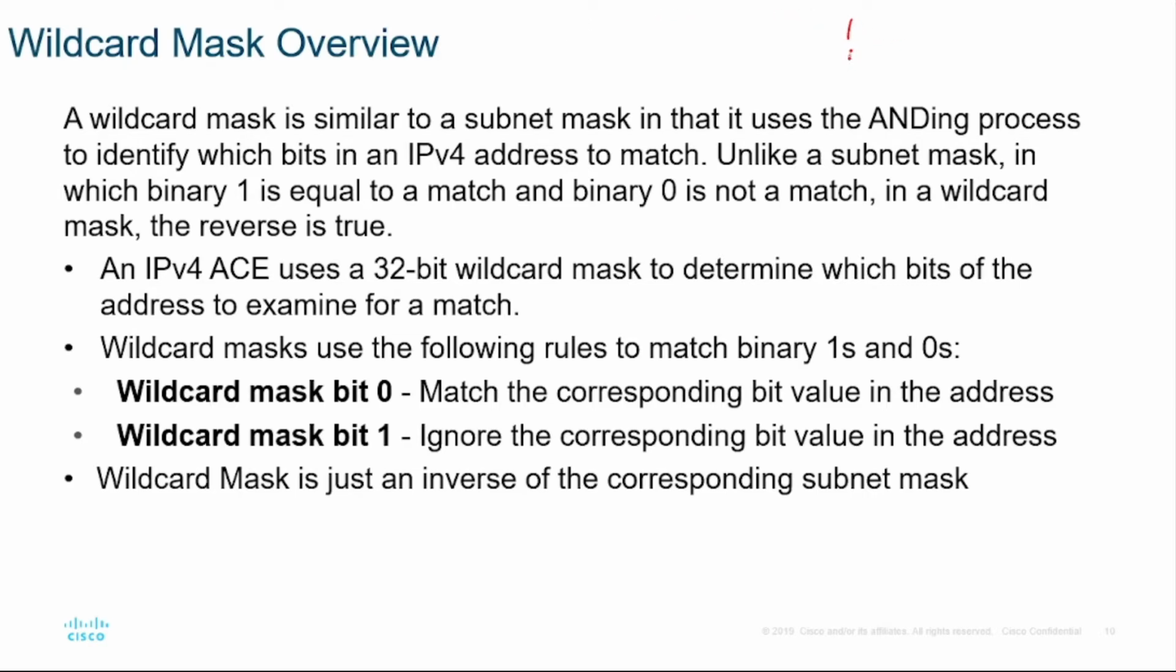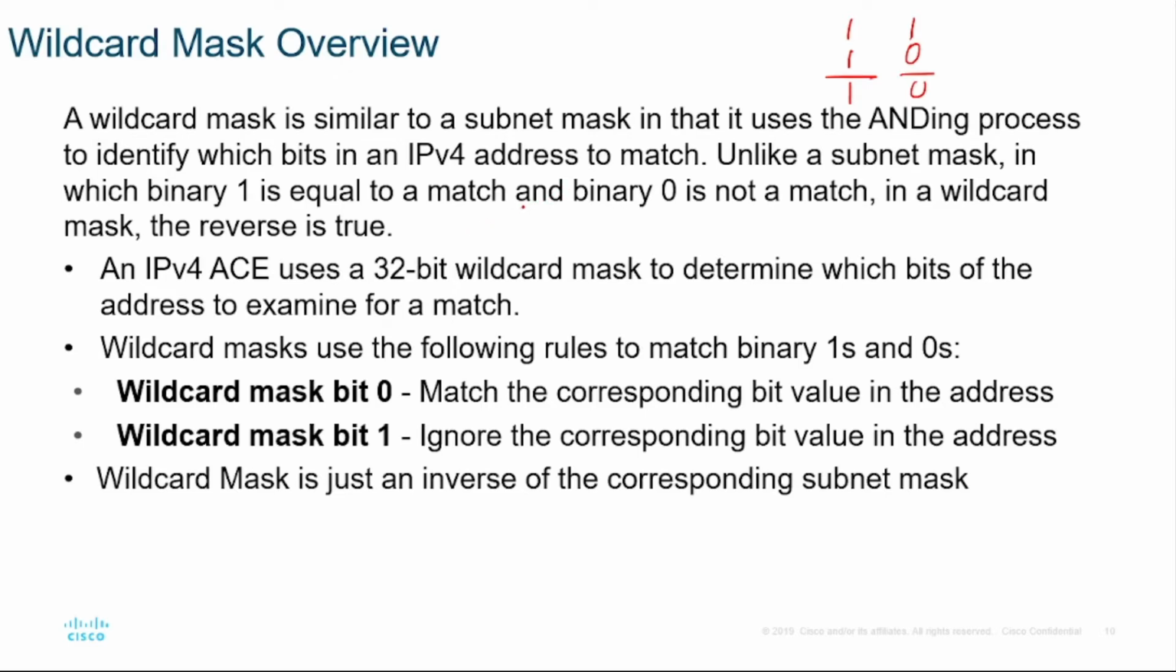1 and 1 is equal to 1, and 1 and 0 equals 0. That is the ANDing process. This is also applied to identify which bit in an IP version 4 address to match. So unlike a subnet mask, in which binary 1 is equal to a match and binary 0 is equal to not match, in wildcard mask, this is a reverse.